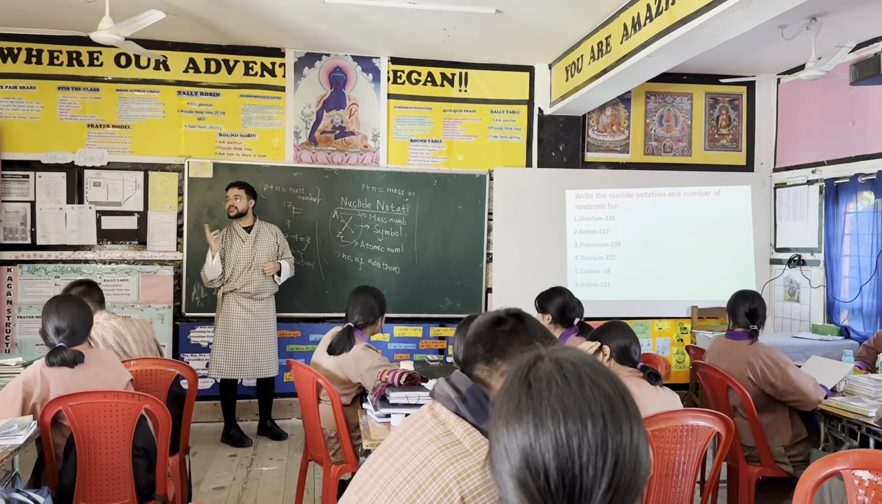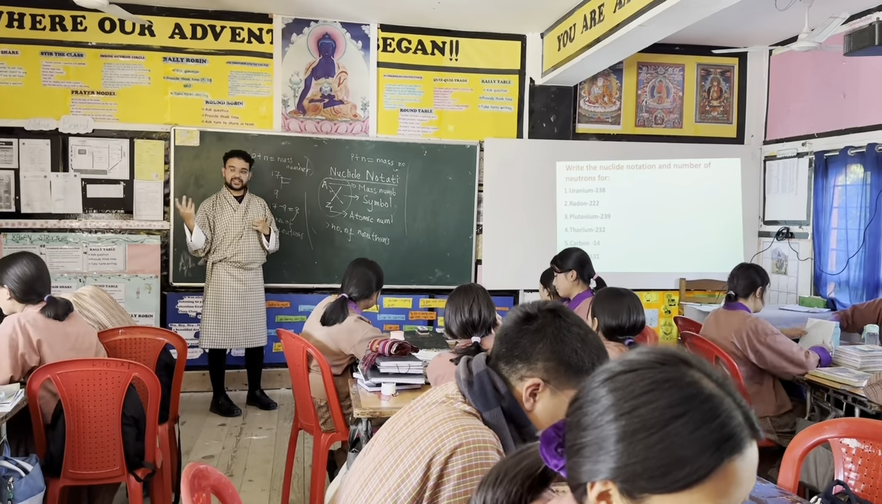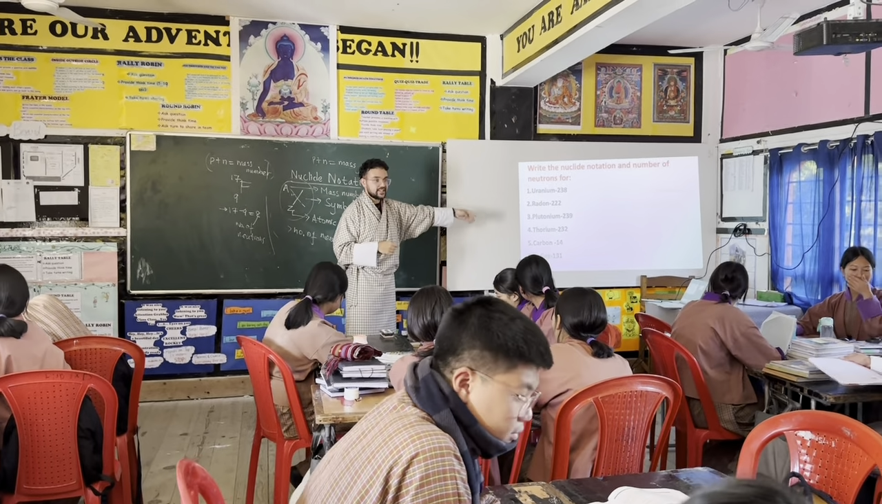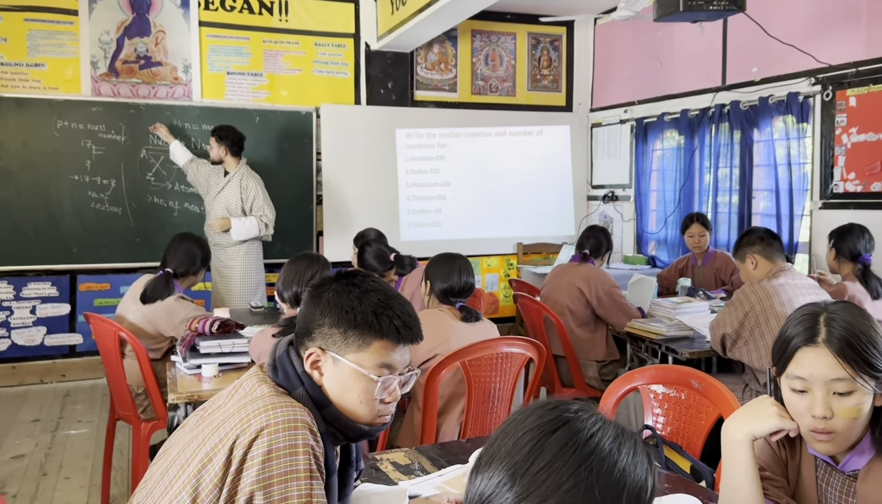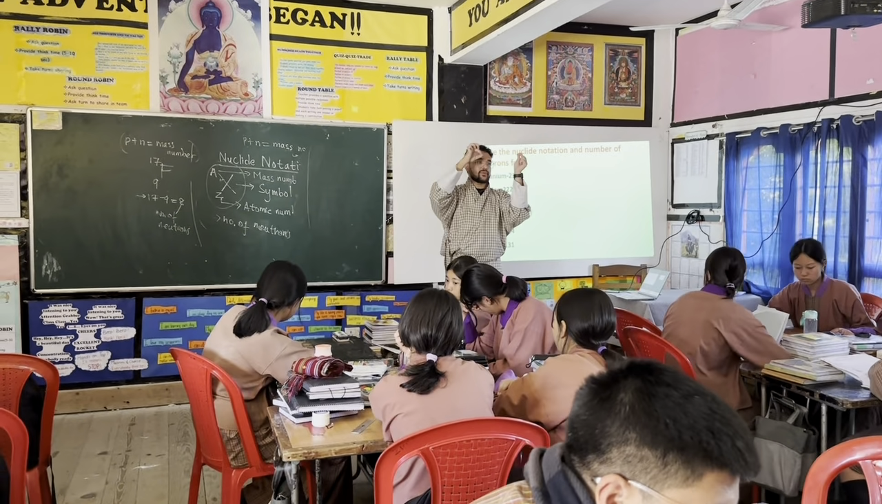I'll just give you 2 minutes because you just have to write. You don't even have to think. Just find all these elements from the periodic table and write in this form. Write it big so that everyone can see, okay? I want you to stand up and show it to the class.